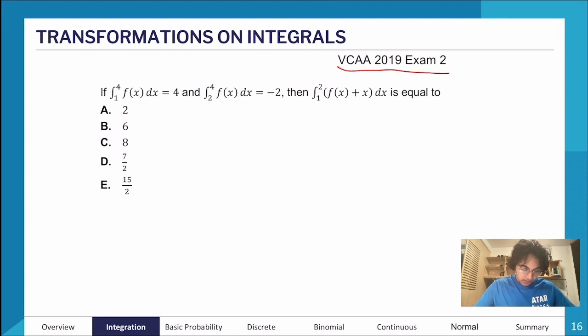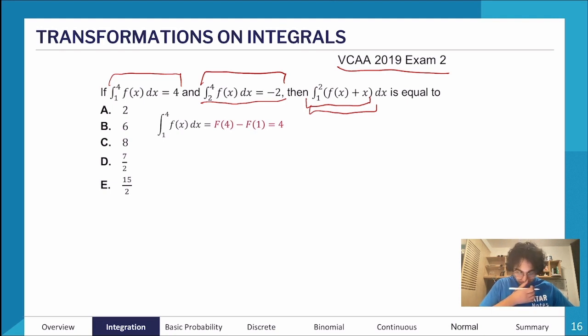So we've got the integral of f of x with respect to x is equal to 4 from 1 to 4, right? We're taking the integral bounded from 1 to 4, okay? And they've also told us that from 2 to 4, it's equal to negative 2. And what they want us to do is evaluate this. Okay, so how do we do it? Well, I want to try to use these two integrals that they've given me and fit them into this integral and work it out.